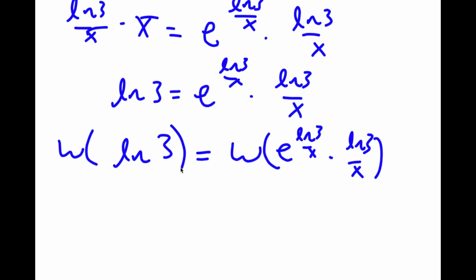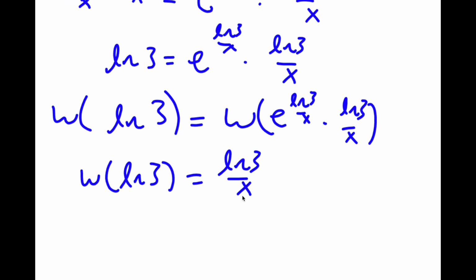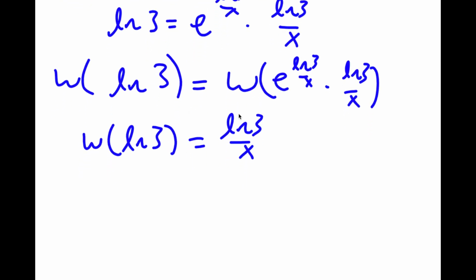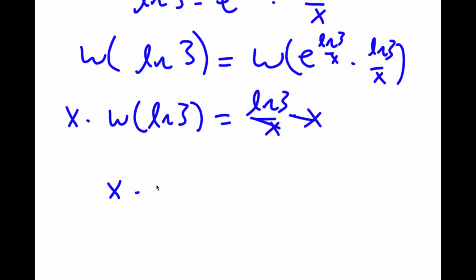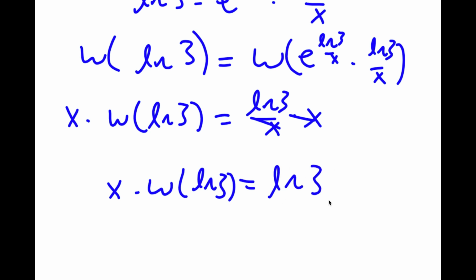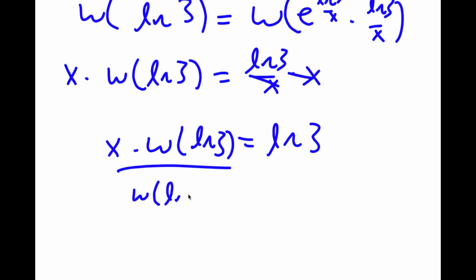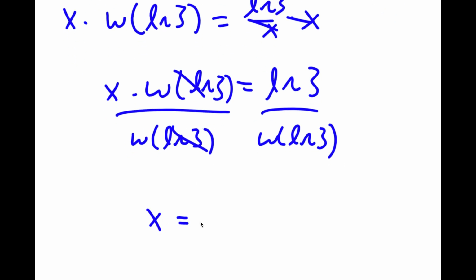So now this side is simply equal to ln 3 over x. Now, if I multiply both sides by x, these two cancel out, and I get x times W Lambert function of ln 3 is equal to ln 3. And now if I divide both sides by W of ln 3, I get x is equal to ln 3 over W of ln 3.